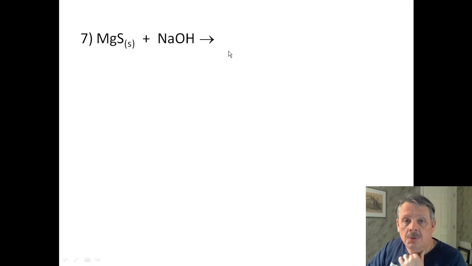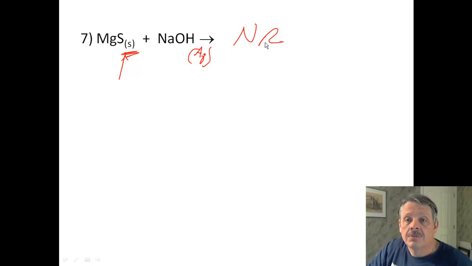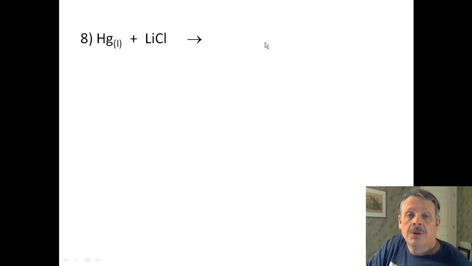How about this one? Magnesium sulfide. Notice it is a solid. That tells me right now, and I know sodium hydroxide is aqueous, by the way. Magnesium sulfide is a solid. All right, so there's no reaction here, right? Because they both have to be aqueous for this to happen. So that's not going to happen. Remember, the two things on your left have to be aqueous. The two things on the right, one of them needs to be a solid or a liquid or a gas, something other than aqueous.